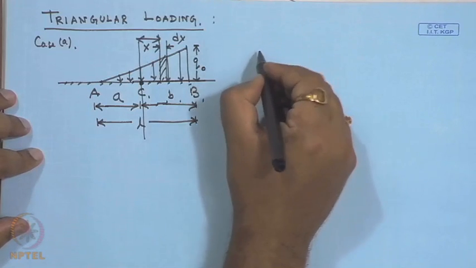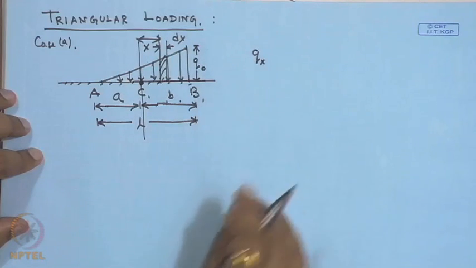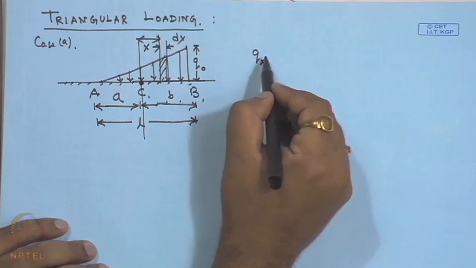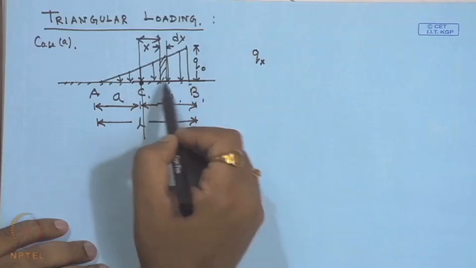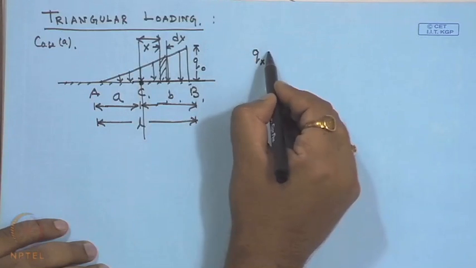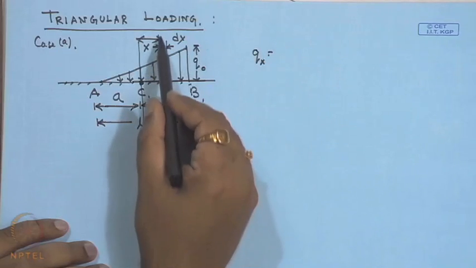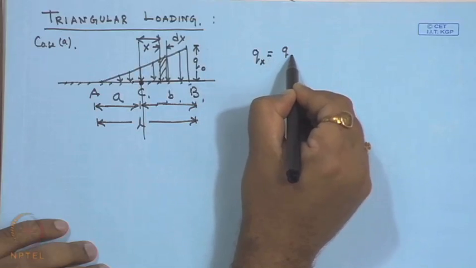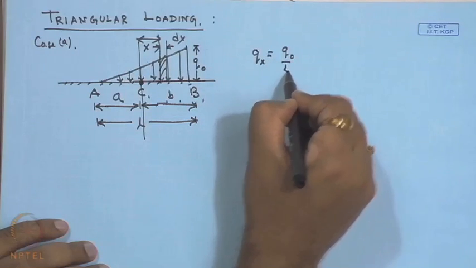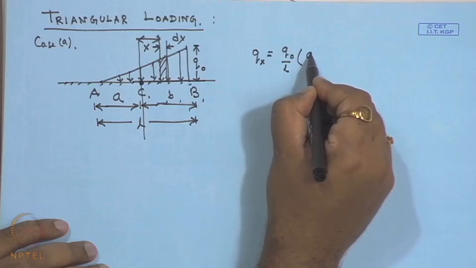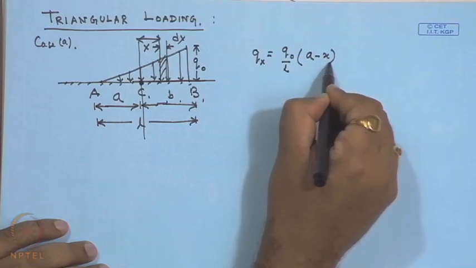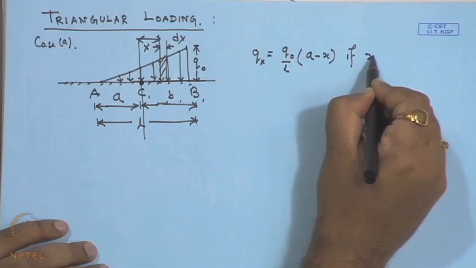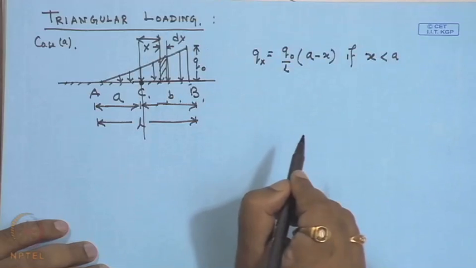Now, the Q x, the loading intensity at a distance of x from the C, that will be equal to Q 0 divided by L into A minus x, if x is less than A.